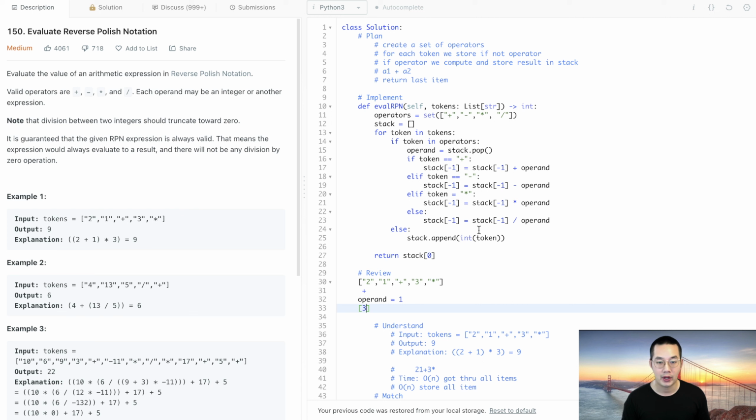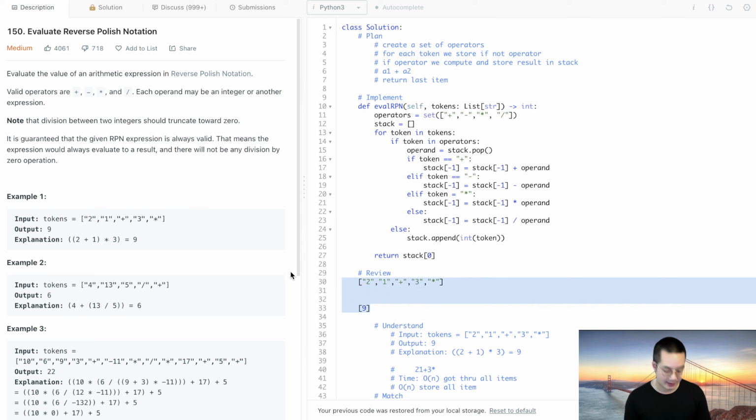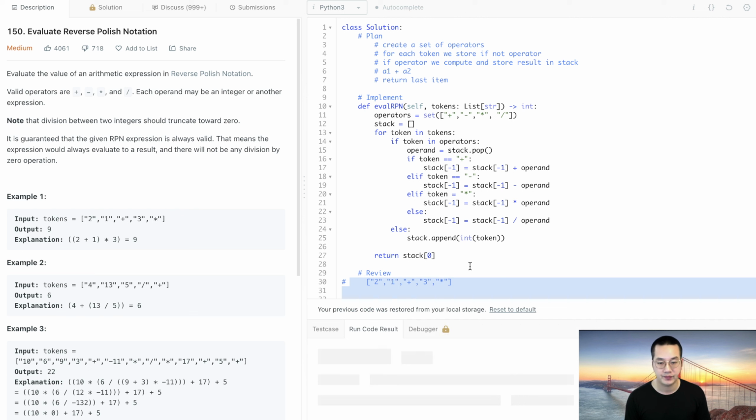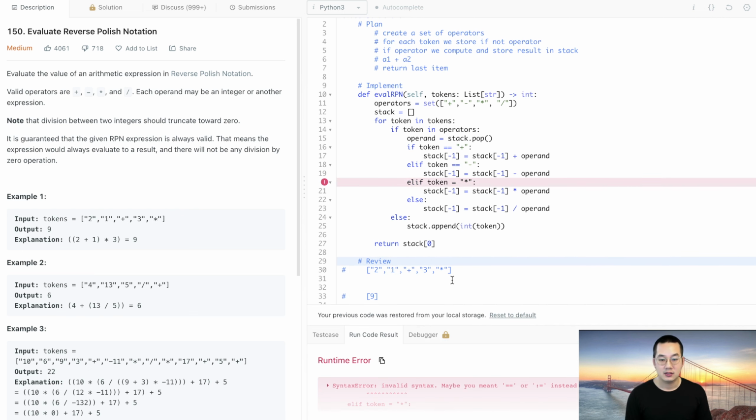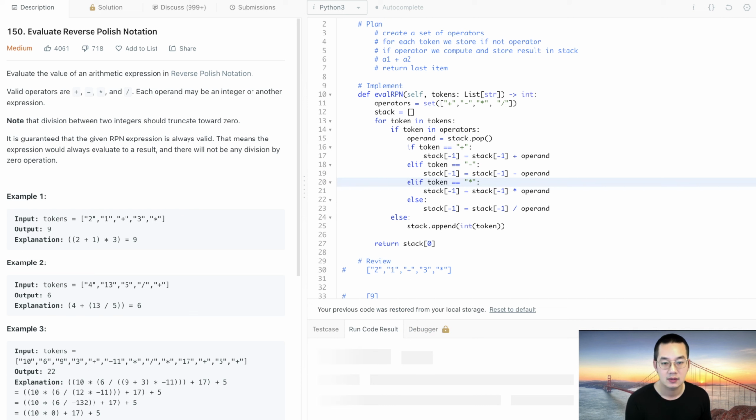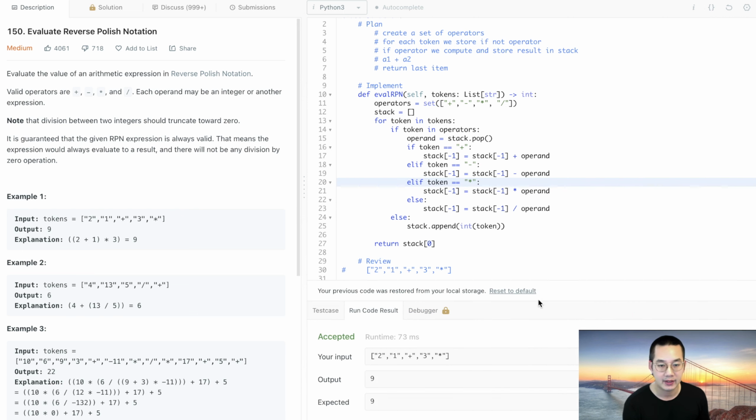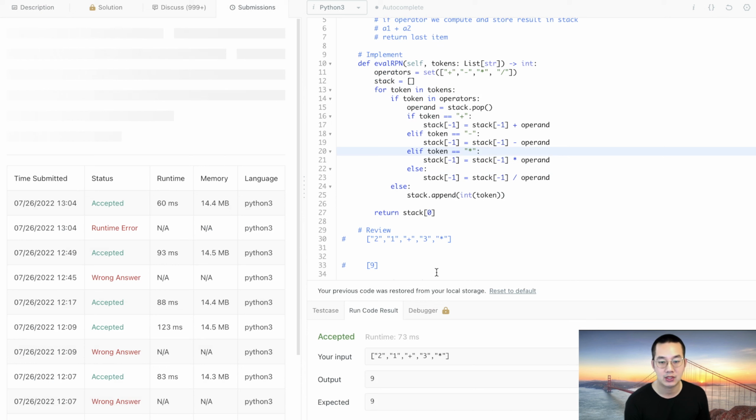We are ready to get the next item, which is 3, so we put that straight into our stack. Then we have a multiplication sign, so the operand is now 3, and 3 times the next item, 3, is 9. And we got the right answer. Let's run it and go from there. Aha, what happened here was a typo. Everything looks good, so let's submit this code.